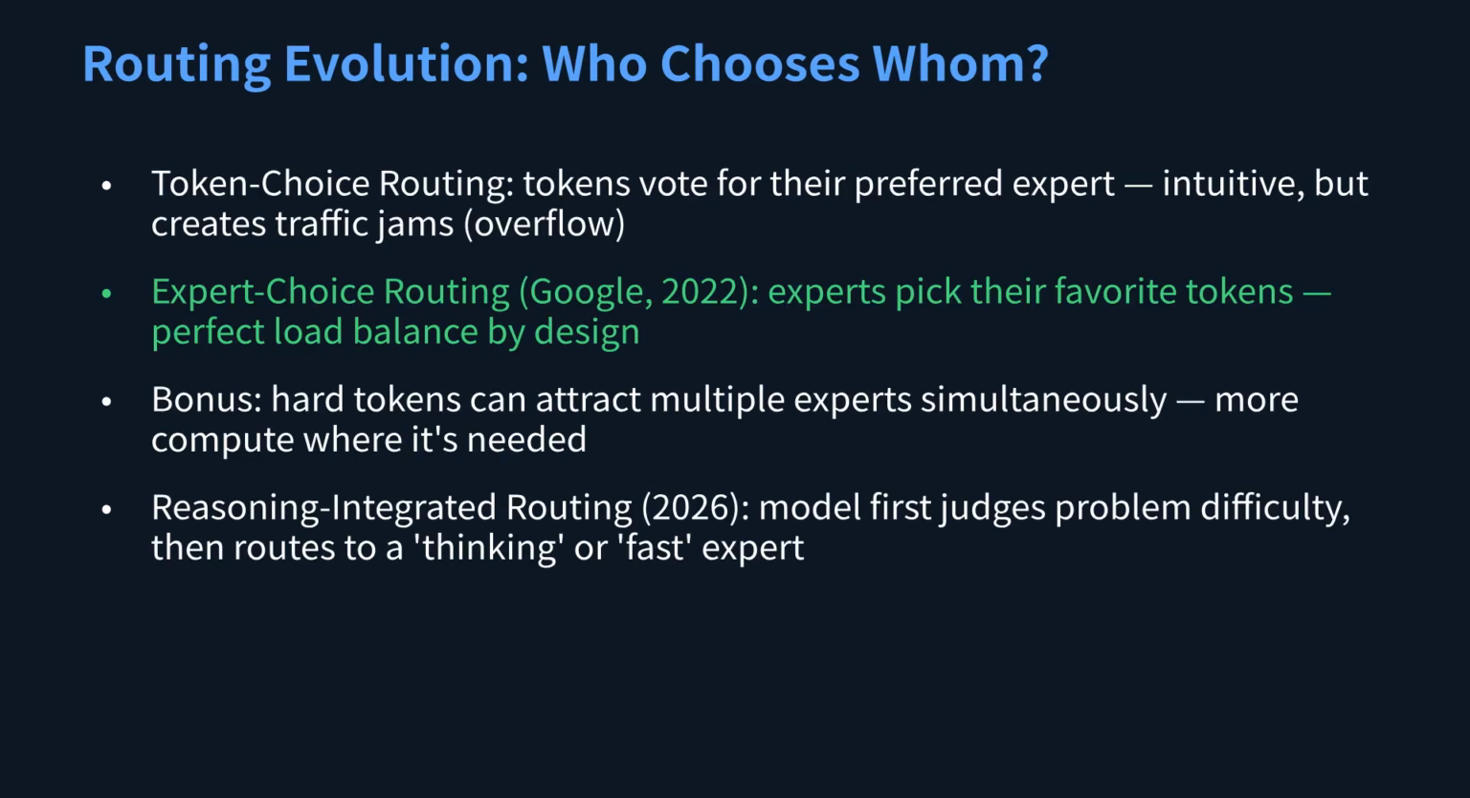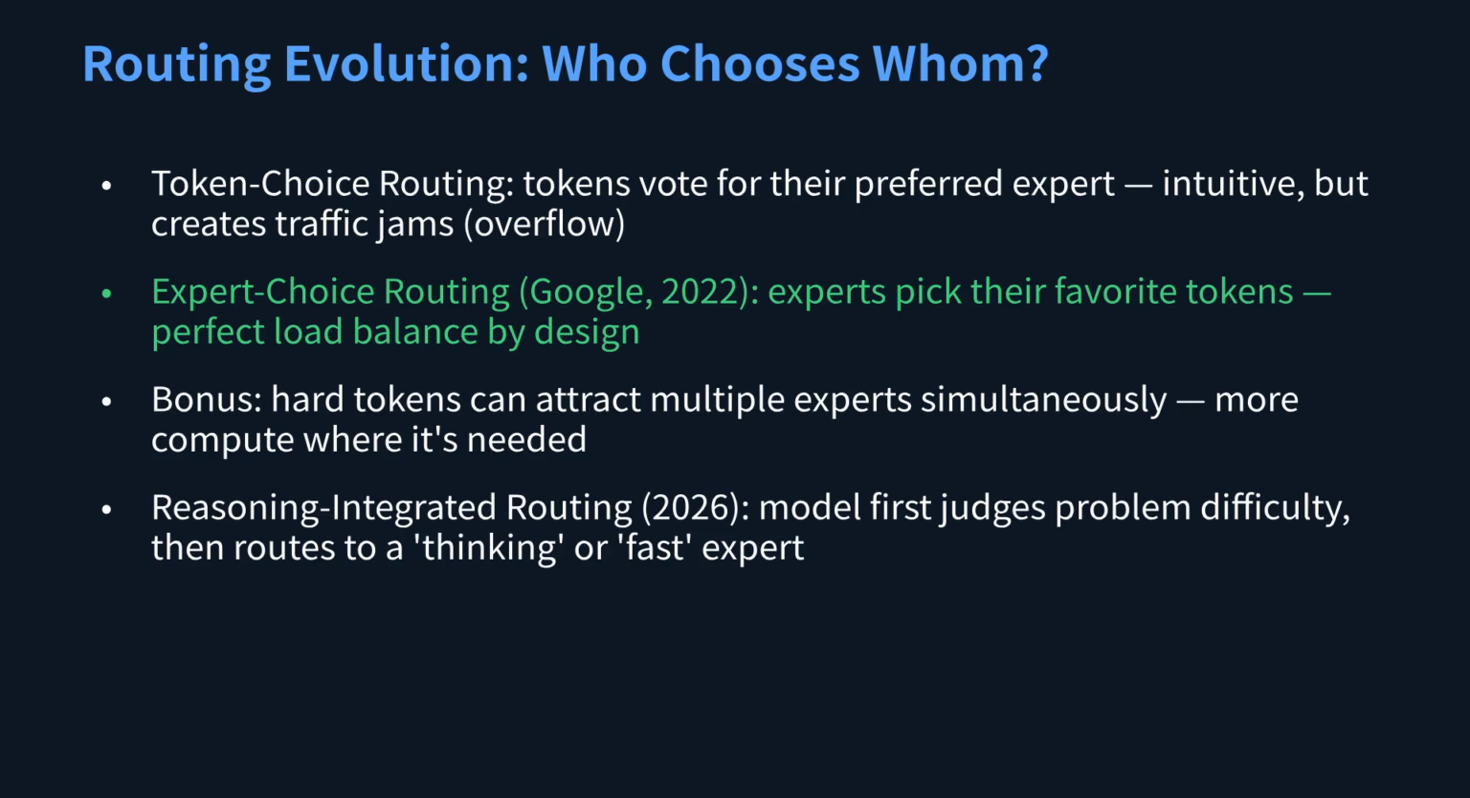One more evolution worth understanding is how the routing itself has changed. The original approach, which researchers call token choice routing, lets each token vote for which expert it wants to go to. It's intuitive, but it creates traffic jams. Popular experts get flooded while others sit idle.